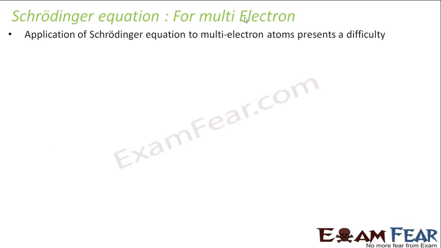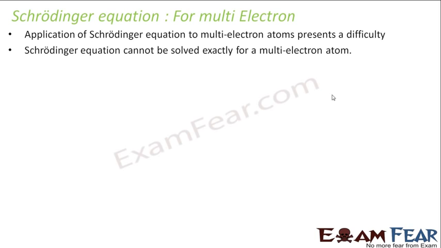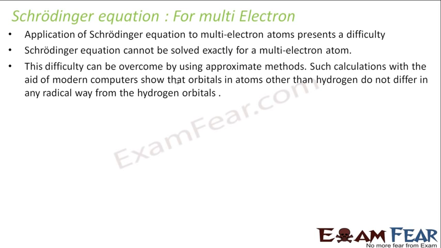When the Schrodinger equation is applied to multi-electron atoms, it is a little difficult. It cannot be solved exactly for multi-electron atoms, but if you use some approximation methods and some computer tools, you can actually solve the Schrodinger equation for multi-electron atoms also.